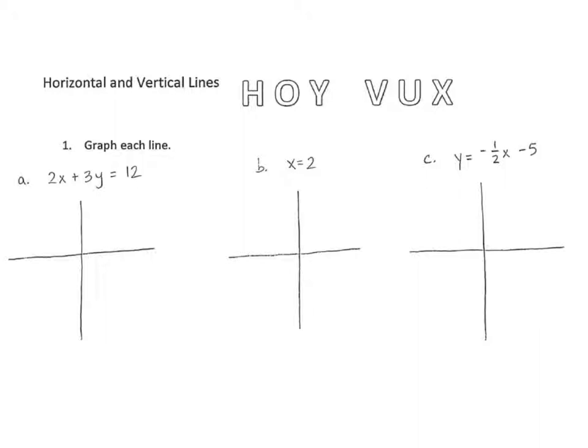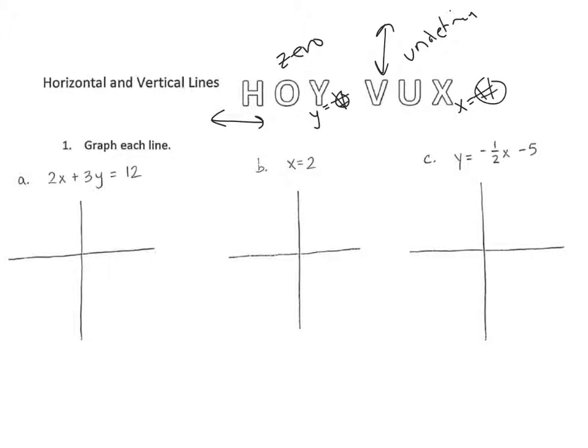Okay, I have an acronym, HOY VUX, to remember horizontal and vertical lines. H stands for horizontal. Horizontal lines have a slope of 0, and they're always y equals a number. Vertical lines, up and down, have an undefined slope, and the equation is x equals a number.